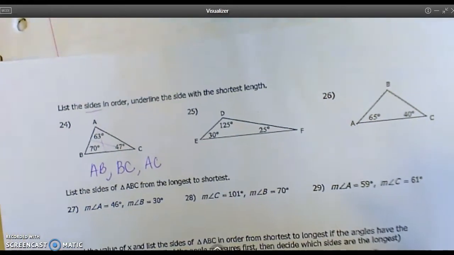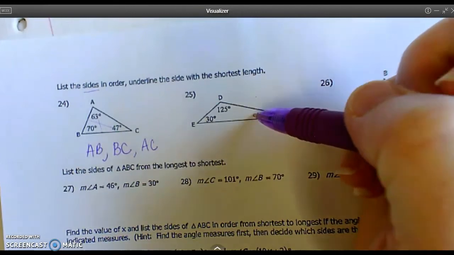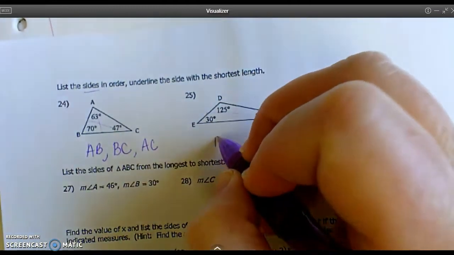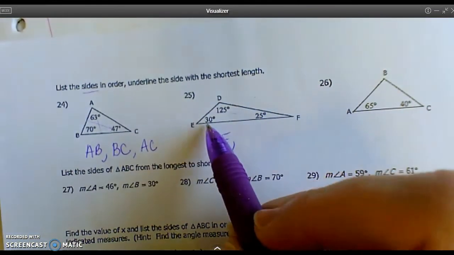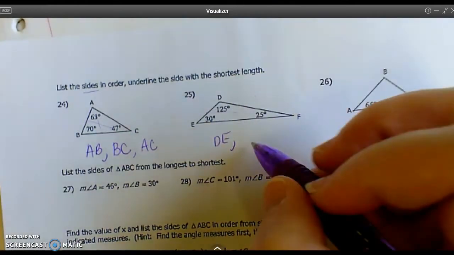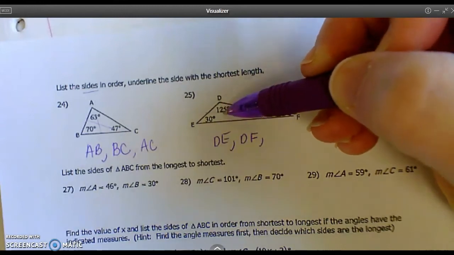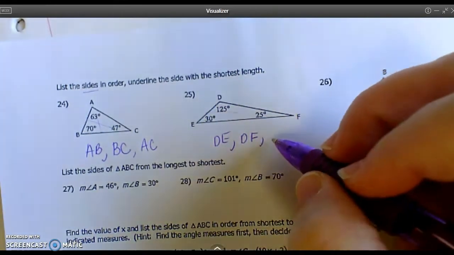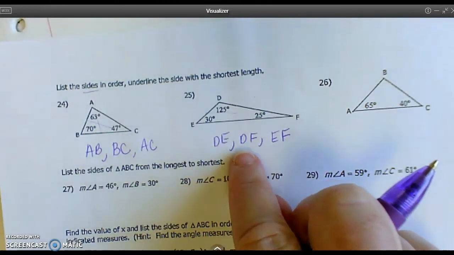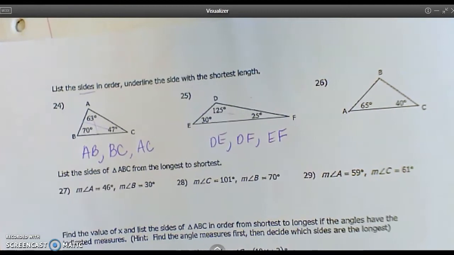Okay, look at 25. So on 25, 25 is across from DE. DE must be the smallest. 30, across from 30 is DF, so DF must be next. And then across from 125 is EF. Remember, 2 letters represents a side, and then 1 letter will represent an angle in these problems.